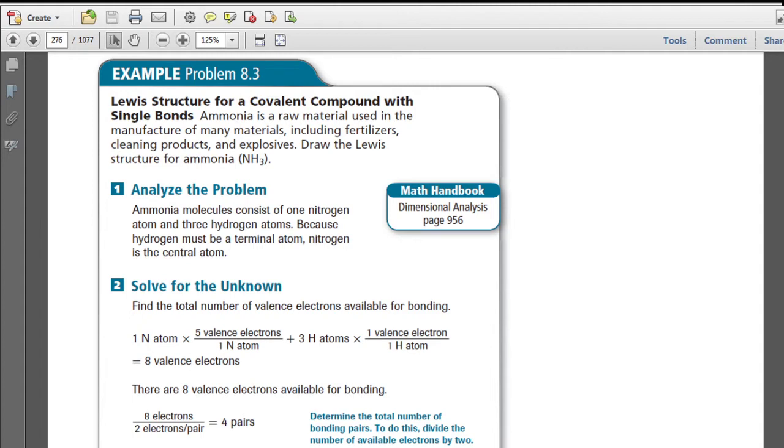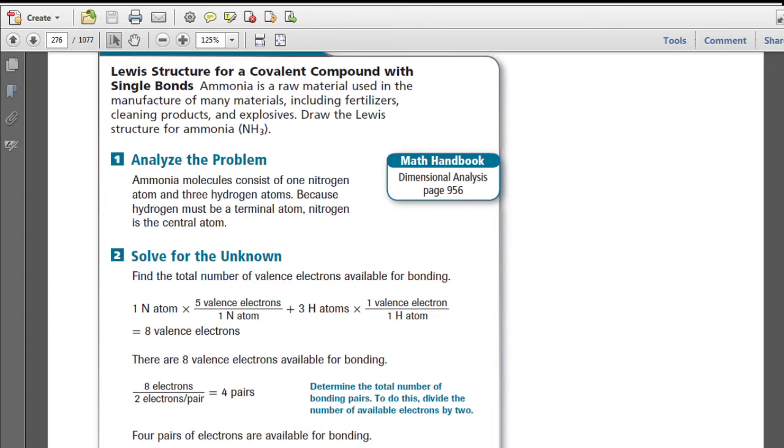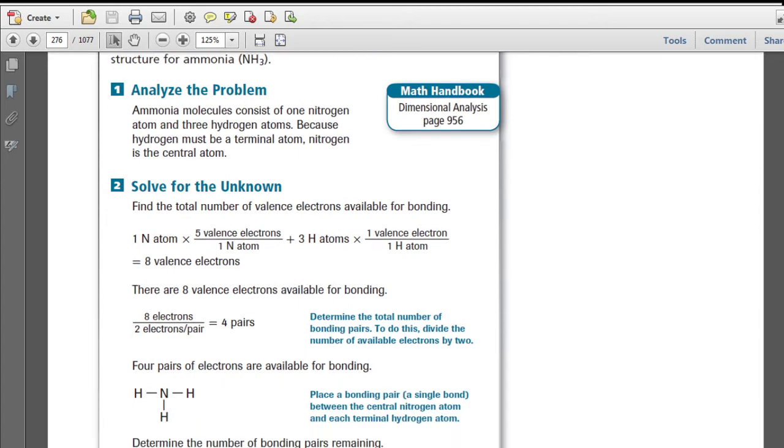So we know that ammonia consists of one nitrogen atom and 3 hydrogen atoms. We know that hydrogen is going to be our terminal atom, so therefore it puts nitrogen in the center here. But let's go ahead and find out how many valence electrons actually exist in this molecule, so that we can figure out where we're putting all of these electrons.